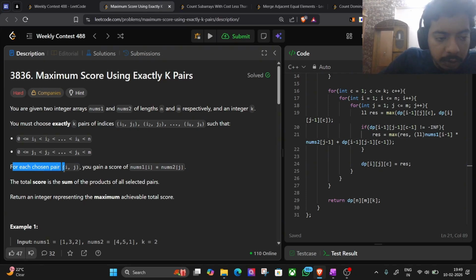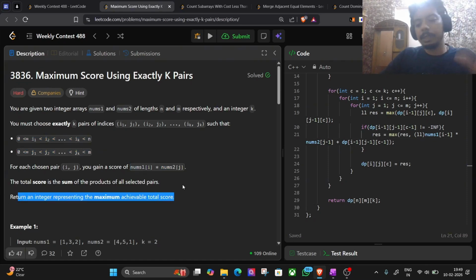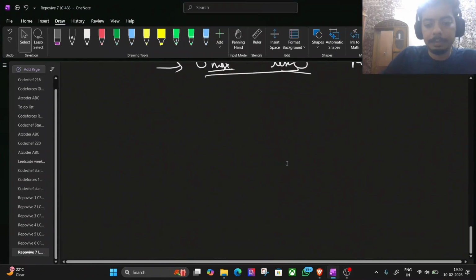For each chosen pair Ij, you gain a score of nums1 I times nums2 J. Return the total score. The total score is the sum of all the products of the selected pairs. So you multiply all the pairs, then you get the score and return the maximum achievable score. Okay, let's look at this.